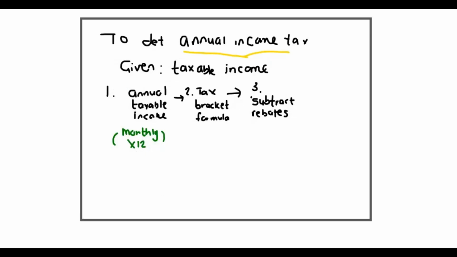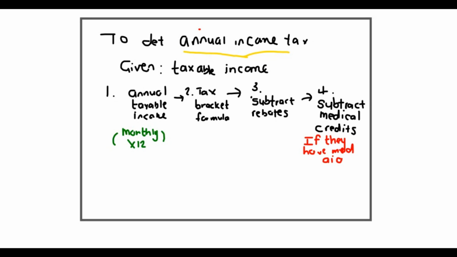Okay, third step done. Then in our fourth step, we will subtract medical credits. So this is basically our last step, just four easy steps. Now note that this is a big if, because if the person has a medical aid, you subtract the credits. If they don't have a medical aid, you can leave out this step. So yeah, it's quite easy.